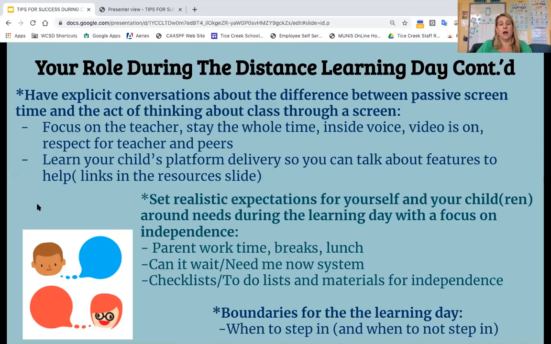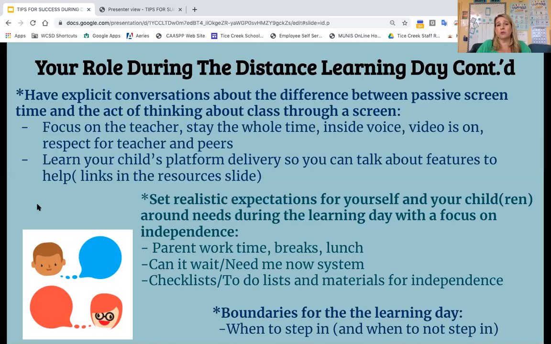There's going to be issues that arise, but there are some things that we can do as parents to be proactive in that. And going back to those schedules and routines, the parent work time is a big piece of this. I know a lot of us are going to be working from home or trying to do the work of the home. It's a busy time for all of us. And so we really need to set those expectations about what we as parents need from our children.